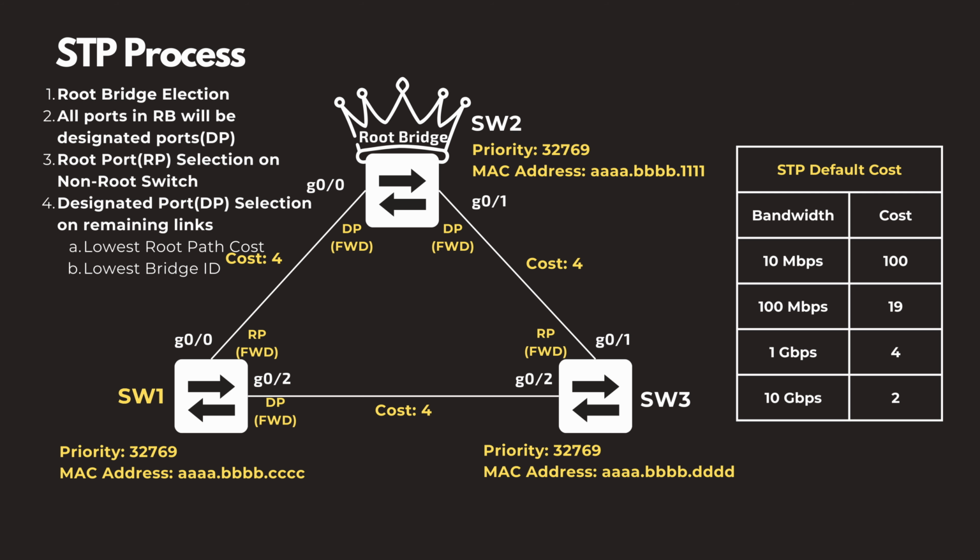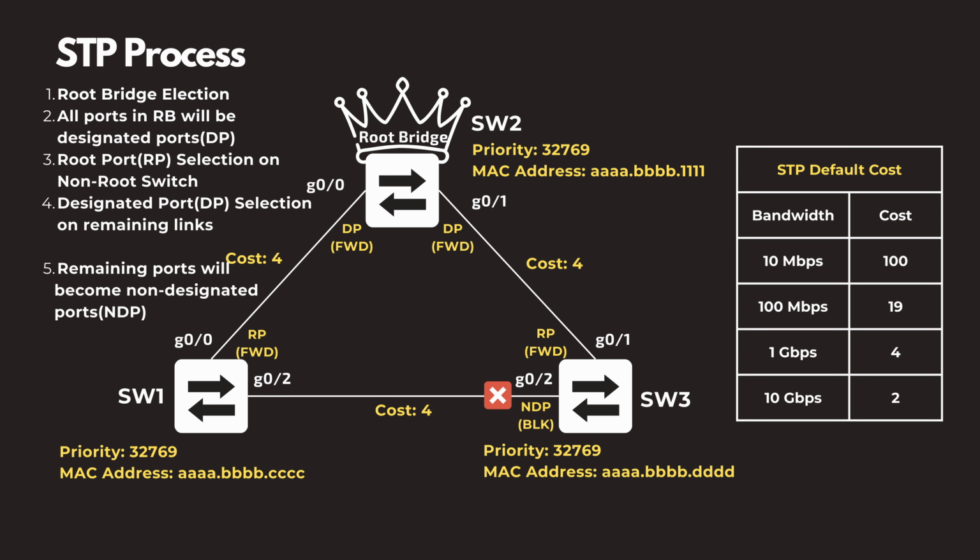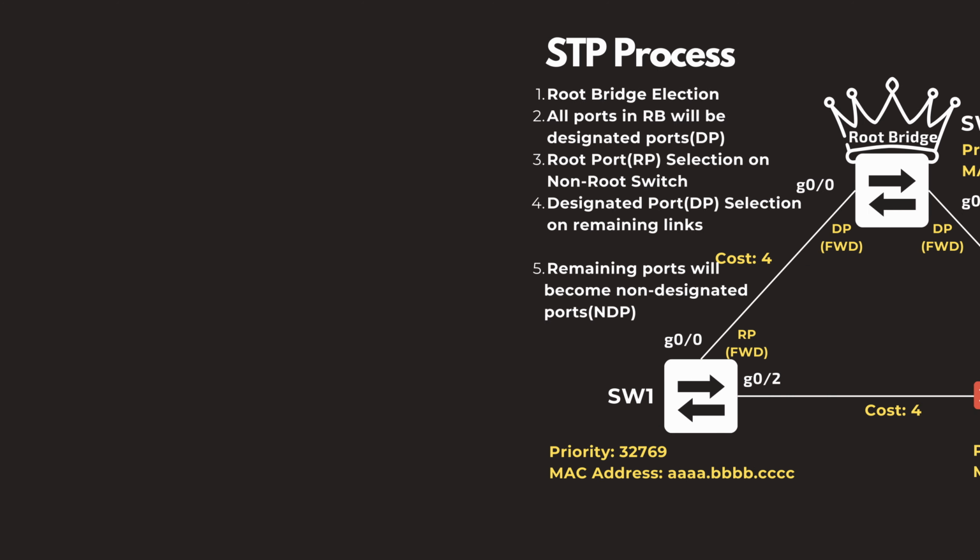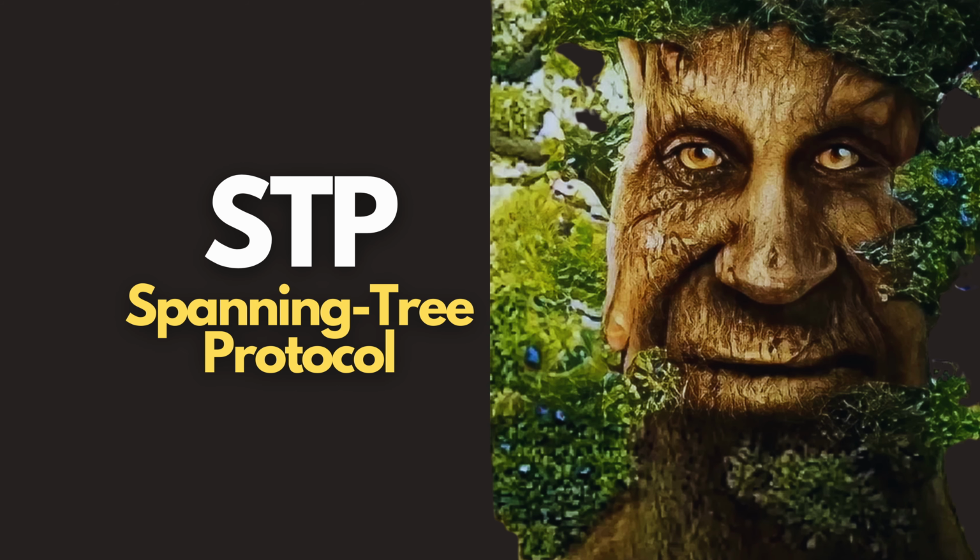If multiple ports are connected to the same switch, it will be the port facing the switch with the lowest neighbor port priority. If all else are tied, the port with the lowest physical port number is selected. All other ports will become non-designated ports, which are in blocking state. And that's it for spanning tree protocol operation.